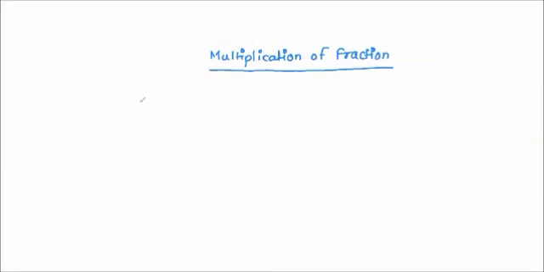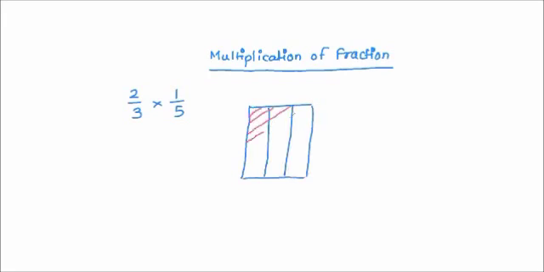2 upon 3 multiplied by 1 upon 5. So what I'm going to do first is divide my piece into 3 equal parts. So how much have I taken? I have taken 2 upon 3. Now I am going to divide this part, which is the 2 upon 3 part, into 5 parts, because I want 1 upon 5.